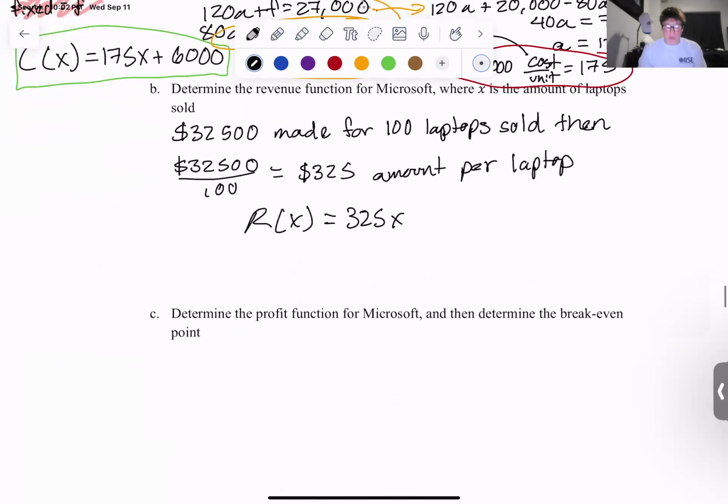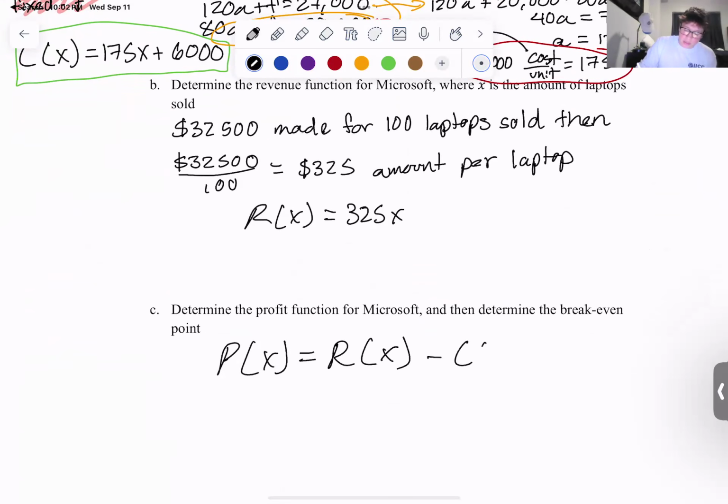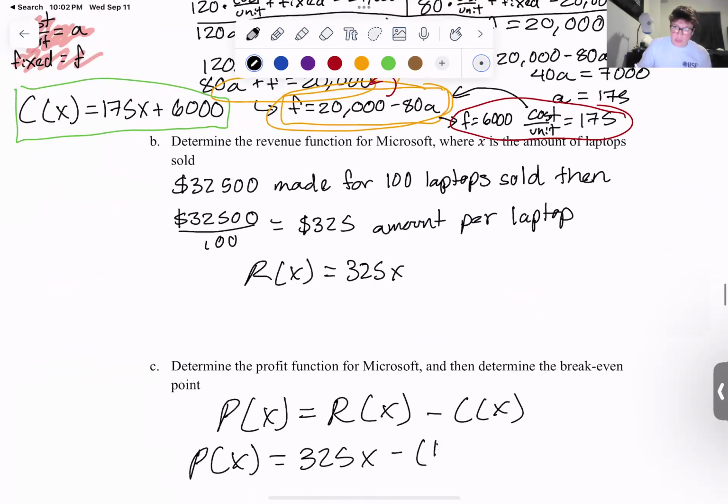Finally, part C, determine the profit function for Microsoft. Well, remember, have this memorized for tomorrow. Profit equals revenue minus cost. So profit is going to equal 325x minus my cost function, which is 175x plus 6,000. And I want you guys to remember this.